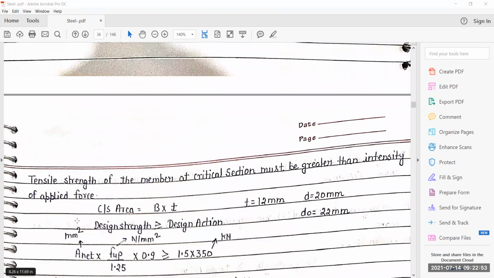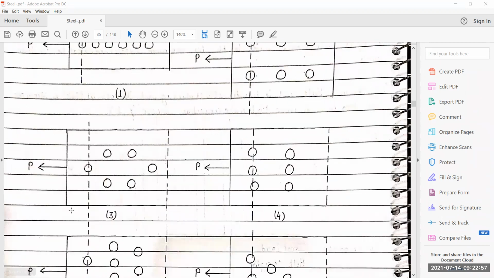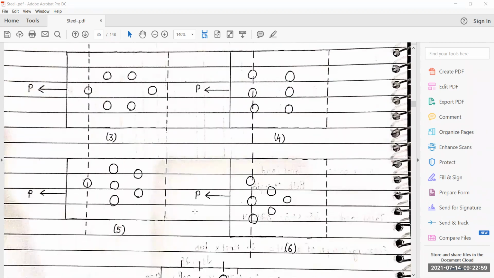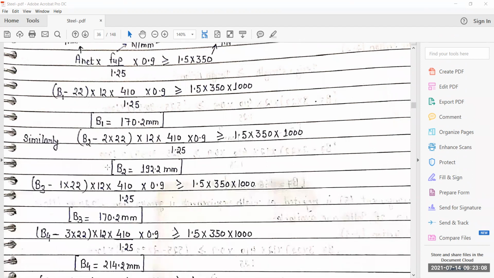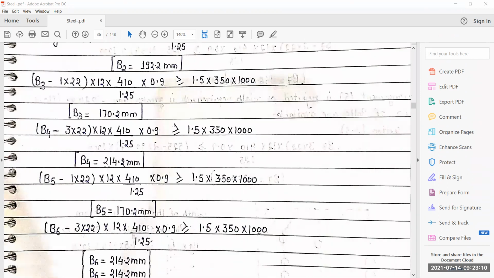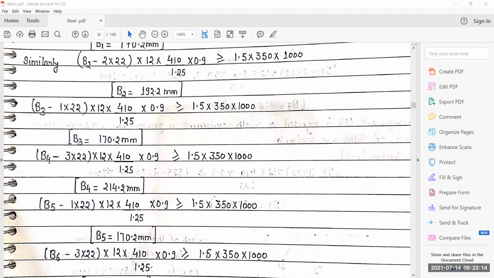So why do you arrange this? Arrange this type of bolts: first, second, third, fourth, fifth, sixth, seventh. So then you calculate the tensile member critical section. Okay, how to arrange the bolts. So for B3, the same: 1.22 into 12 into 410 upon 1.25 into 0.9 is less than 1.5 into 350 into 1000. The same, B3 equals 120.2.